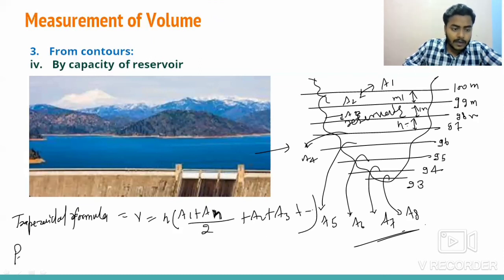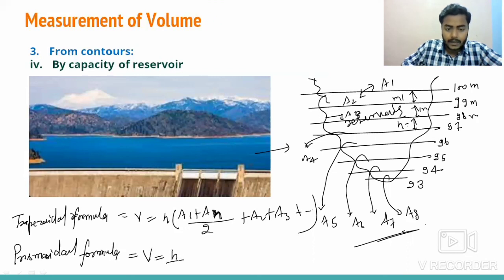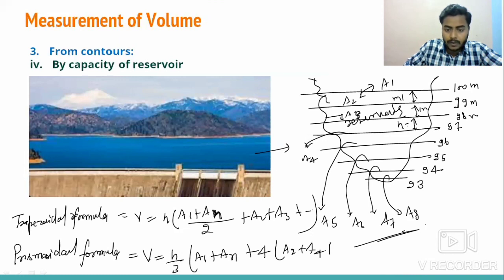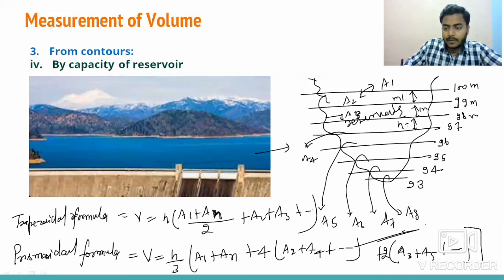For the prismoidal formula, we have V equals H by 3 into A1 plus AN plus 4 into A2, A4, and so on, plus 2 into A3, A5, and so on. So by using these two formulas, we can calculate the volume, either with the trapezoidal formula or the prismoidal formula.